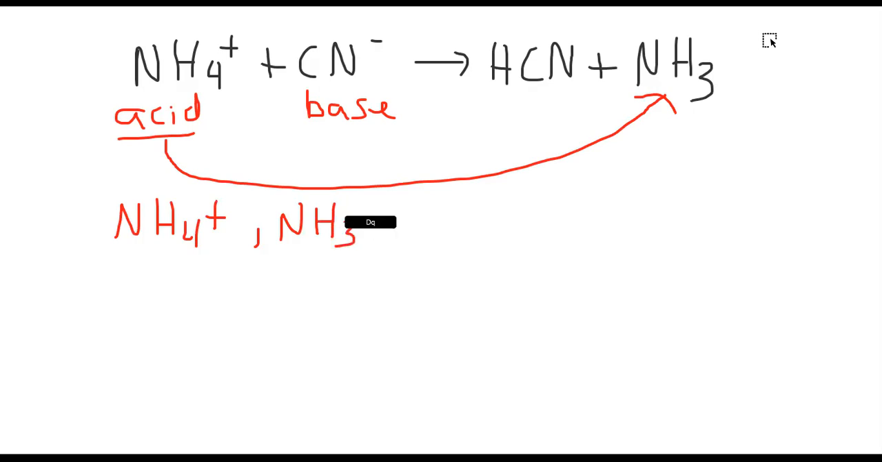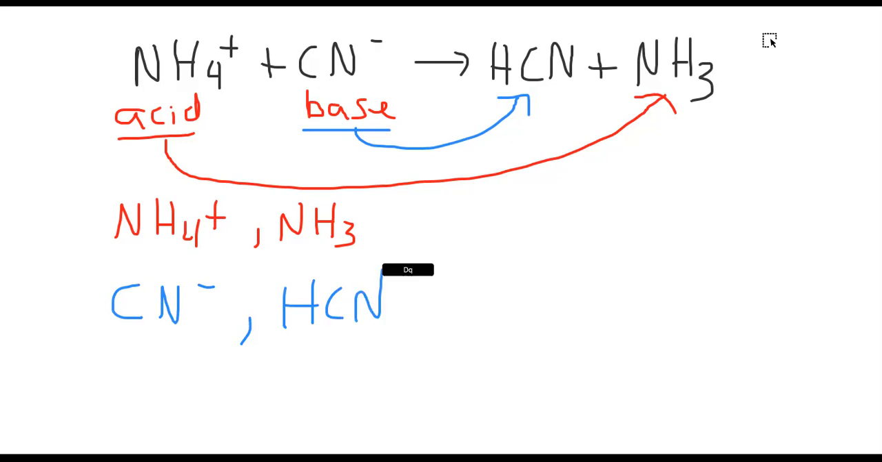Now the next pair, we're going to look at the base itself. So the base is CN minus. Bases are proton acceptors. So when CN minus gains a proton, what does it turn into? It turns into HCN. So my next pair, I have my base, CN minus, forming HCN. So this is my base, and that's its conjugate acid. This is my acid, and that's forming that conjugate base. Okay, so these are the pairs that they're looking for in that problem.